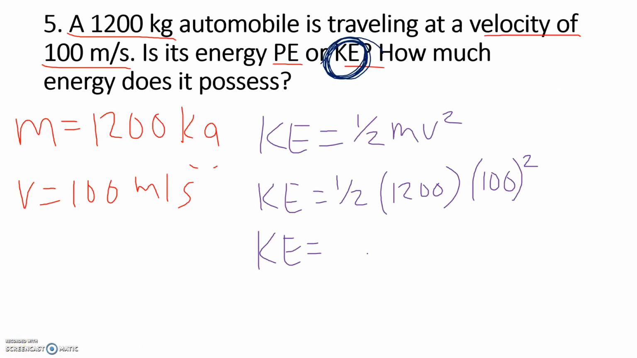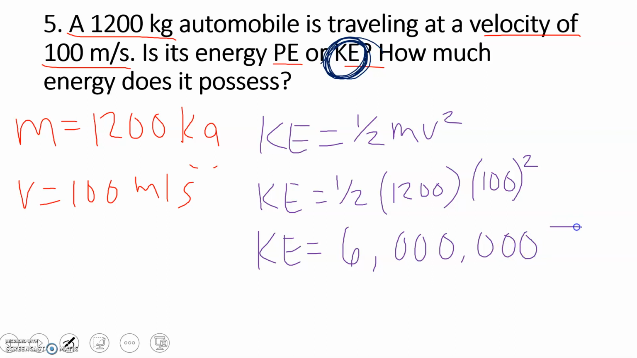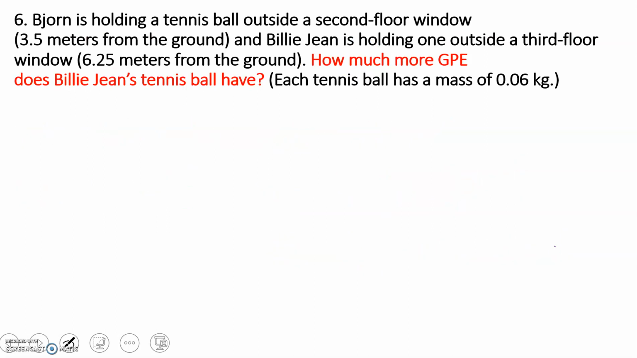Alright, so if my calculator is correct, 1/2 times 1200 times 100 squared, so 100 times 100, it should be 6 with 6 zeros. So that is 6 million. And again, it is joules because we're solving for energy. So the automobile has 6 million joules of energy, which makes sense because it is going pretty fast and it has a lot of mass. Alright, number 6.